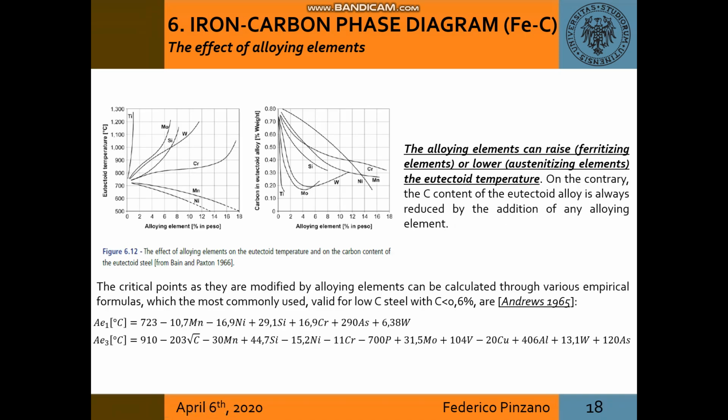Note, finally, that the alloying elements can raise the eutectoid temperature in case of ferritizing elements, or lower it in case of austenitizing elements. The critical points will be modified by alloying elements, and they can be calculated through the following empirical formulas by Andrews, shown here at the bottom.